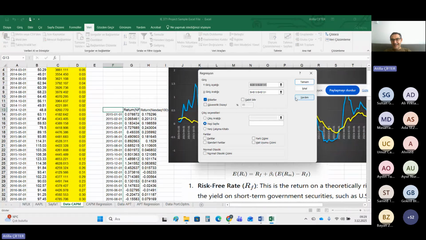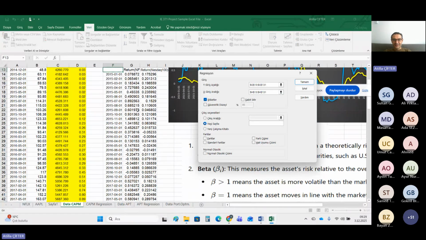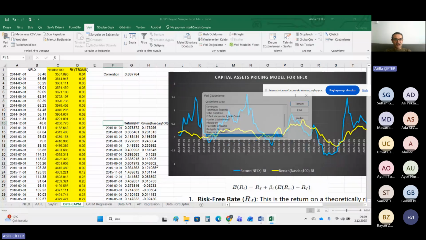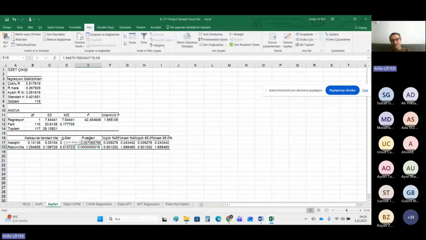And then for the X variable, which is the independent variable, it is excess market return. Okay, it's also selected. Since you select the variable names, you also select labels here. Then when you say okay, you will have a regression output, and then you use this regression output.